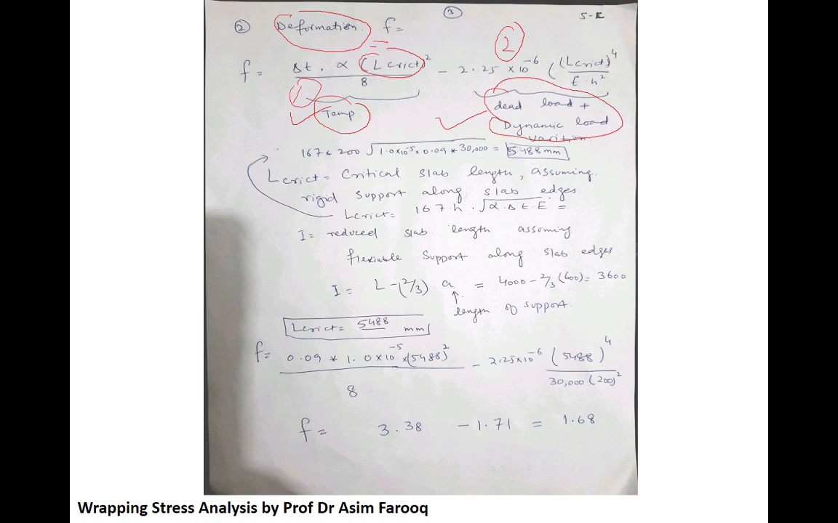So our first step is to determine the L critical. What is L critical? This is basically the critical slab length through which we assume rigid support along the slab edges. The formula for L critical is 167H under root of alpha delta T into E. When we put in all those values, we get a result of 5488 mm. Then for the deformation formula, all the parameters we need are already there: we have L critical, the value of E, and the value of H square. While putting all those values in the formula, we can determine the deformation value.